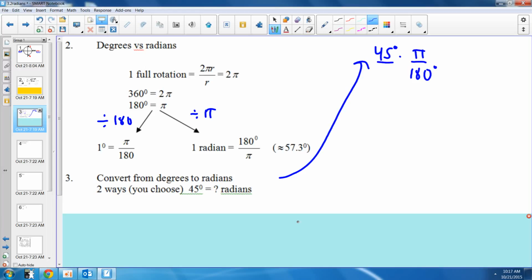So at this point, you want to just cancel, and so this is going to end up as pi over 4. 45 goes into 180 4 times. So 45 degrees is actually equal to pi over 4.